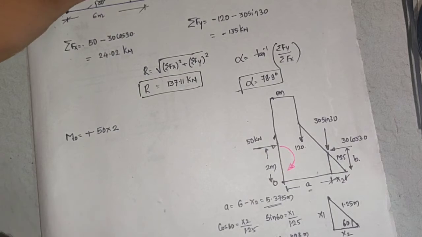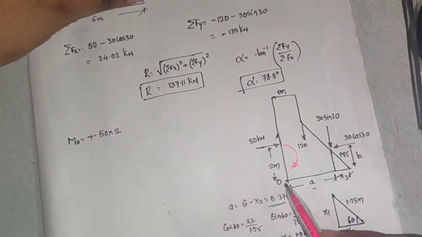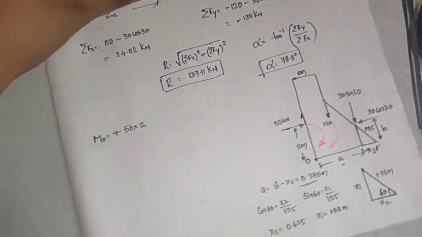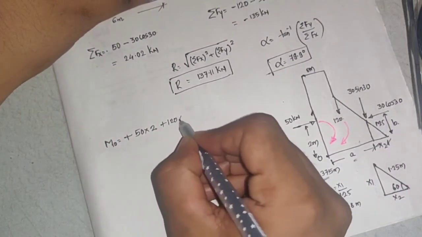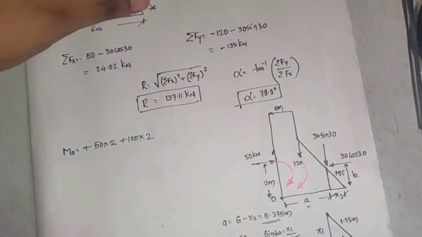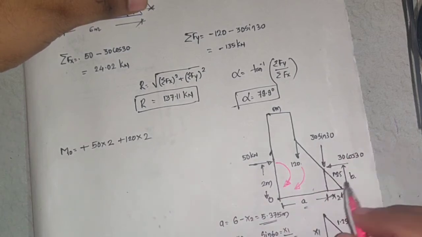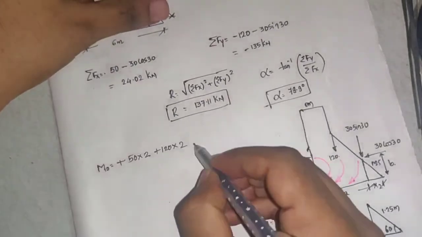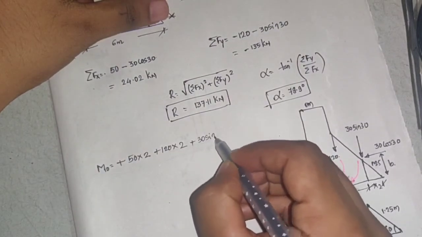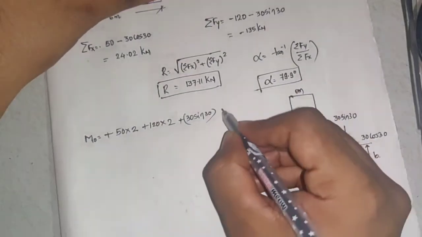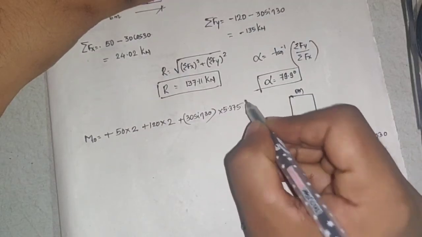Then how will 120 kilonewton rotate about O? This will also rotate clockwise. So plus 120 into the perpendicular distance, which is 2 meters. How will 30 sine 30 rotate? 30 sine 30 will also rotate clockwise. So that is also plus 30 sine 30 into the perpendicular distance. Perpendicular distance is this A. What is the value of A? A is 5.375. So into 5.375.